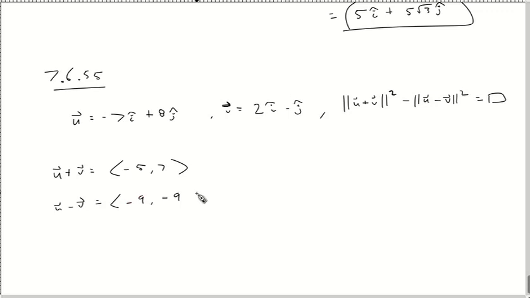Why do I have a positive 9 on my thing here? Oh, no. Sorry, minus 2 negatives make a positive there. Yeah, that's a positive 9. Okay, we're good now. Okay, now let's find the magnitude squared. 5 squared, 7 squared. This is 9 squared, 9 squared.